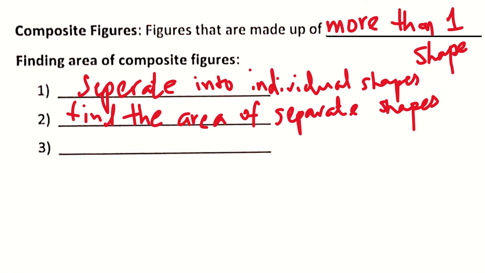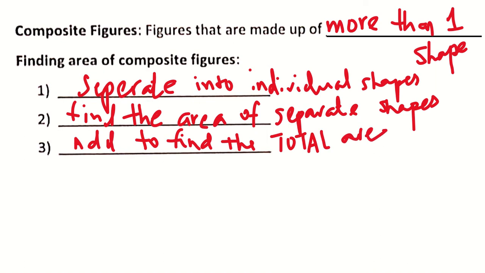And then the last step is going to be to add to find the total area, and this is our final answer. So here are the 3 steps. Let me read them out loud in case my handwriting is terrible, which it is. Separate into individual shapes, find the area of the separate shapes, and then add it all up to find the total. Let's put this all together in application in some examples, and I'm guaranteeing you it's going to make sense.